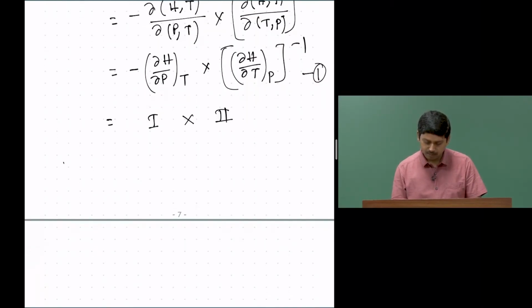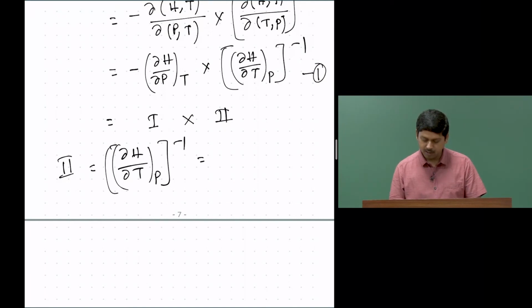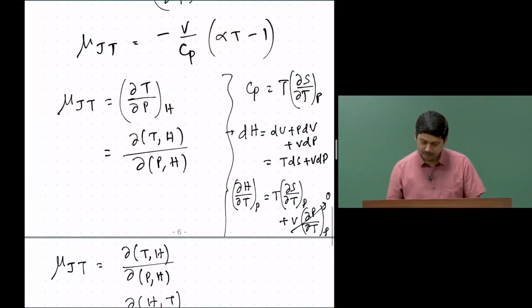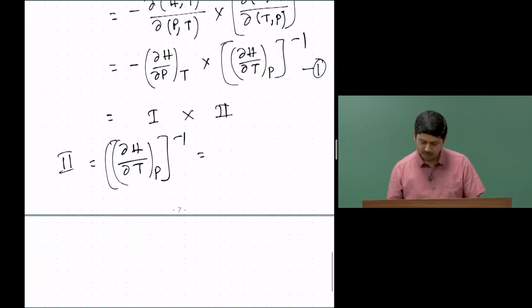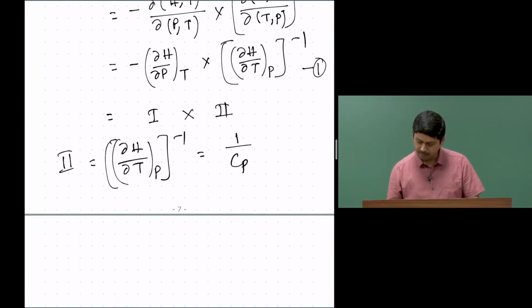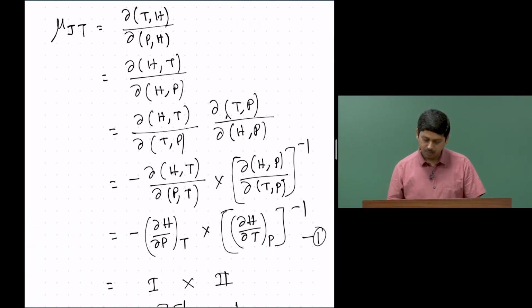Now, term 2 by definition is very simple. That is del H by del T at constant P, inverse. We have shown that del H by del T at constant P is nothing but T del S by del T at constant P, which is nothing but C P. So, we can write it as 1 by C P. As you can see, we got our 1 by C P right there from term 2.